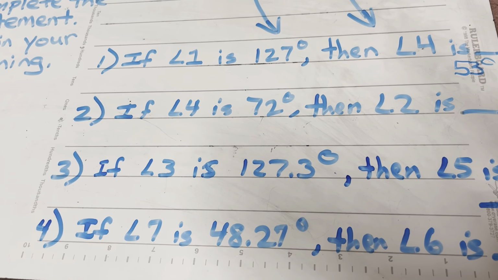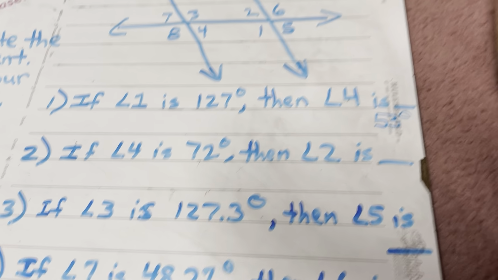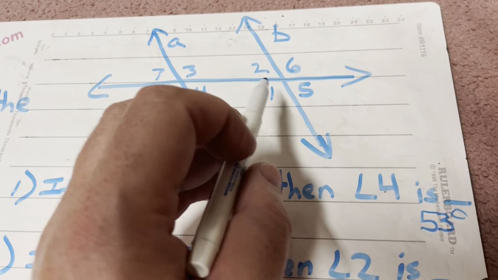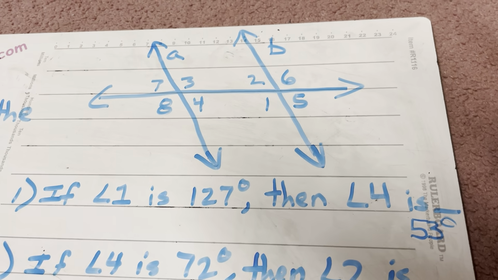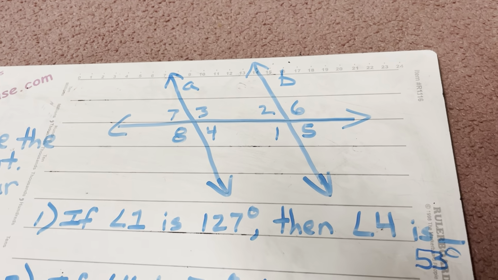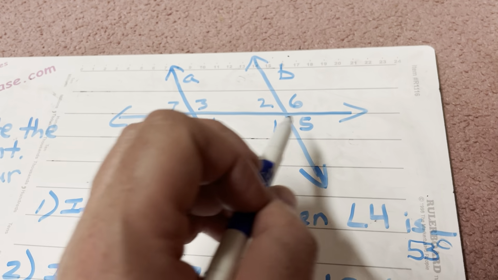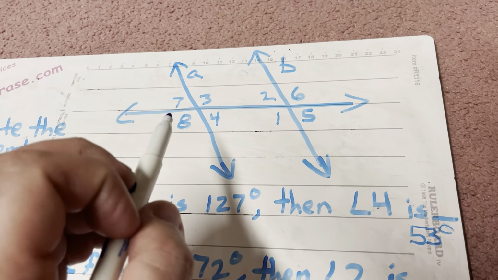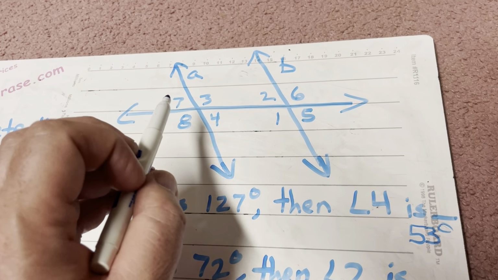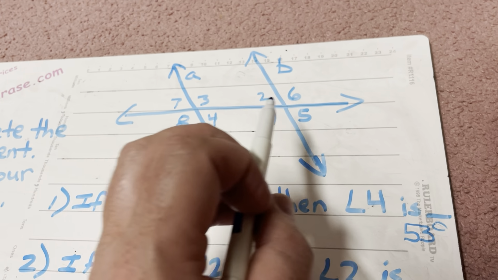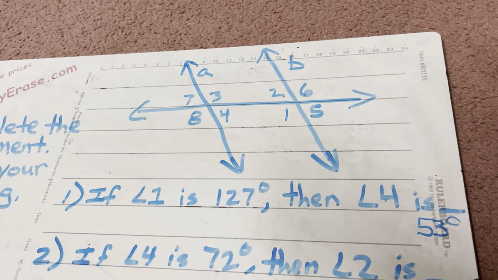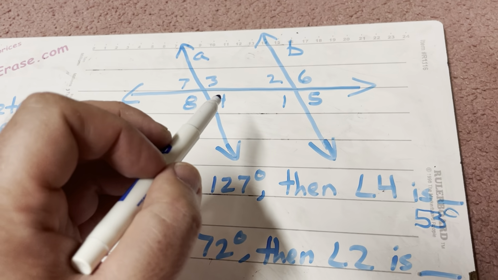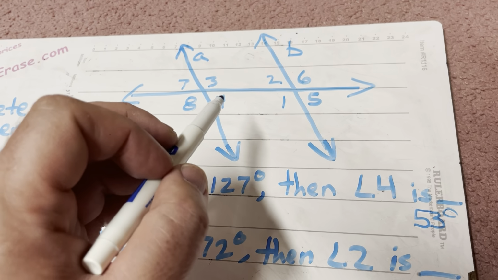Number 2, if angle 4 is 72 degrees, then angle 2 is blank. So I come over here, if angle 4 is 72 degrees, once again I see the acute angle, 72 degrees, then angle 2, which I also see is an acute angle, and we want to remember our corresponding angles. 4 is going to correspond to 5, 8 is going to correspond with 1, 7 is going to correspond with 2, 3 is going to correspond with 6 in the same location, just on opposite sides.